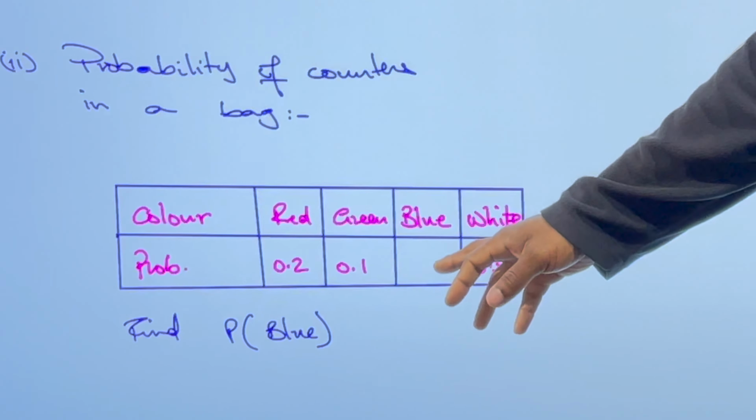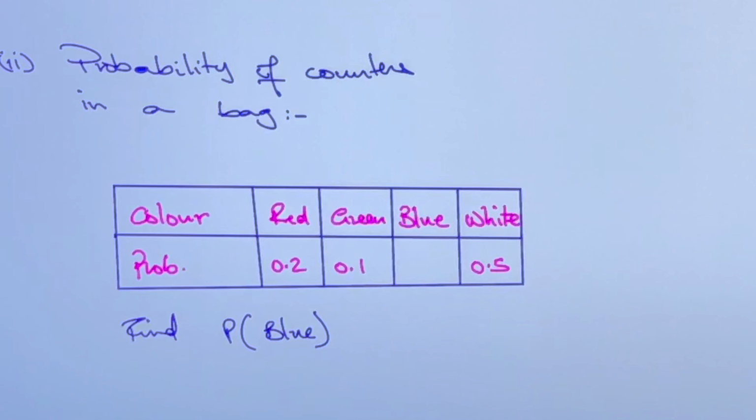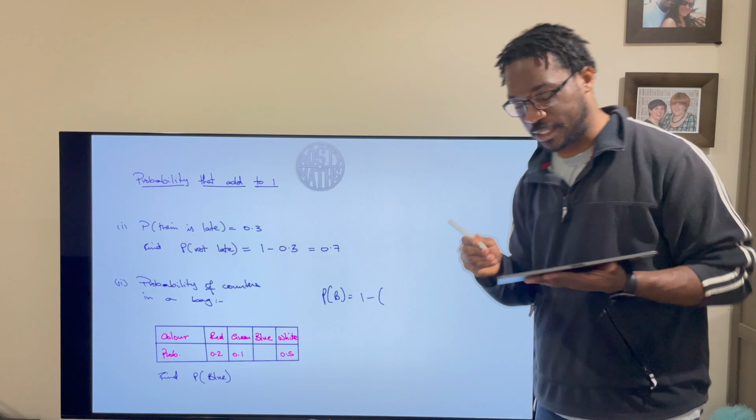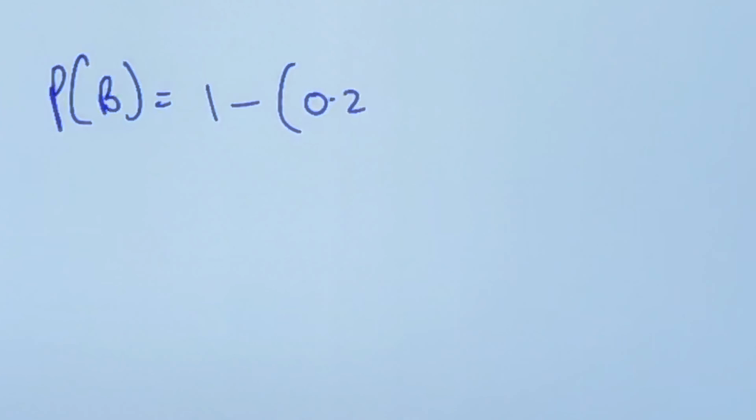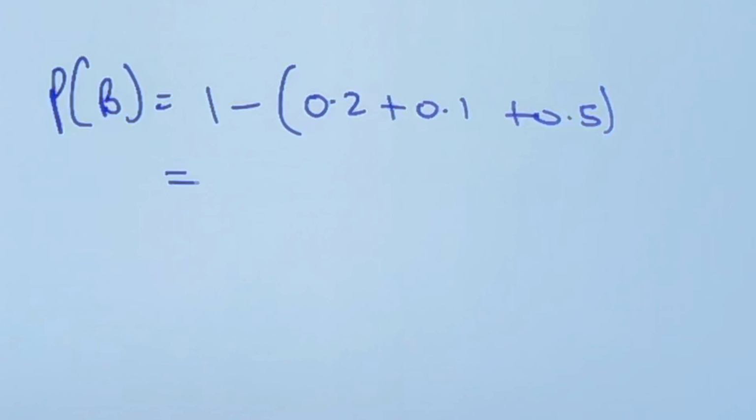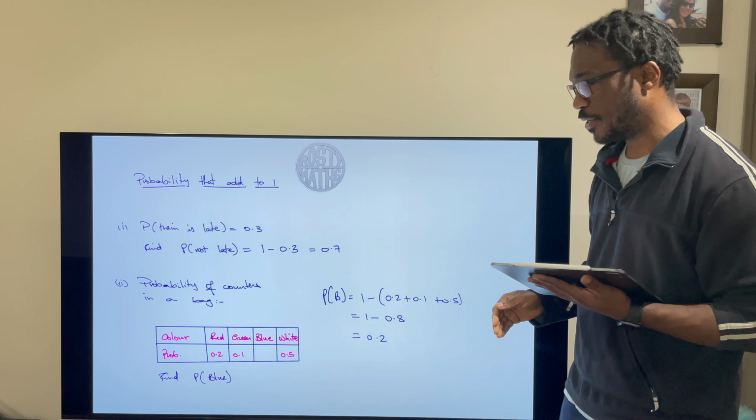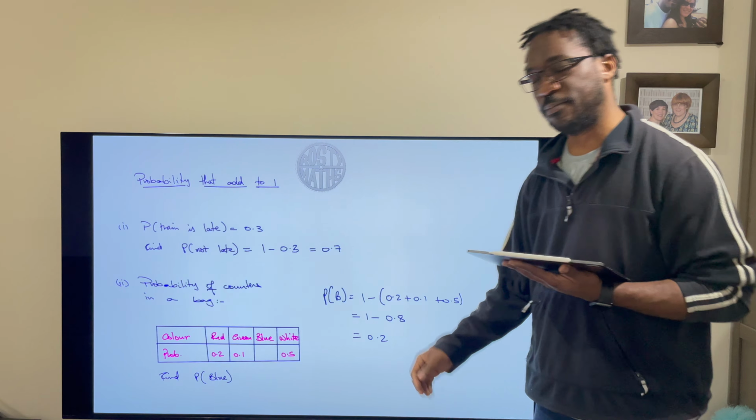So if I want to find a missing counter, which is blue, I'm going to say that the probability of it being blue is 1 take away all the other probabilities we've got. So 0.2 plus 0.1 plus 0.5, that's going to be 1 take away 0.8, which means that 0.2 is what we're going to have for the probability of a blue.